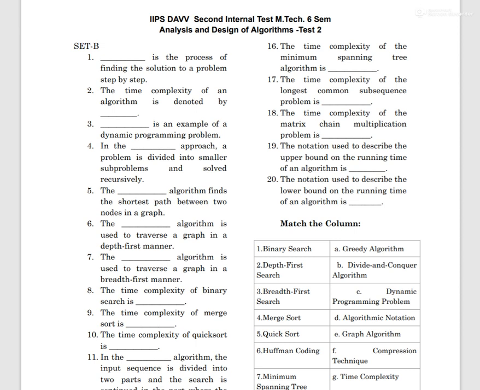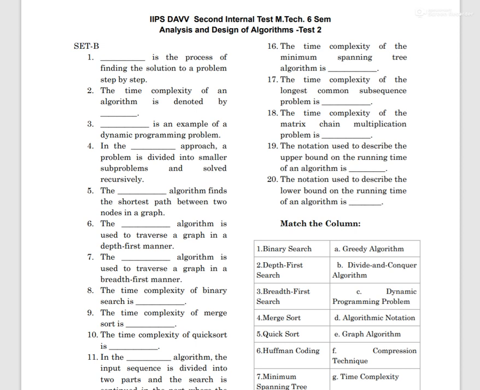So the correct answer to this question is iteration. Iteration is the process of finding the solution to a problem step by step. In the process of iteration, we follow a certain number of steps, we repeat them, and then we repeat the same process in a loop until we find the final solution. So that is the process of iteration.